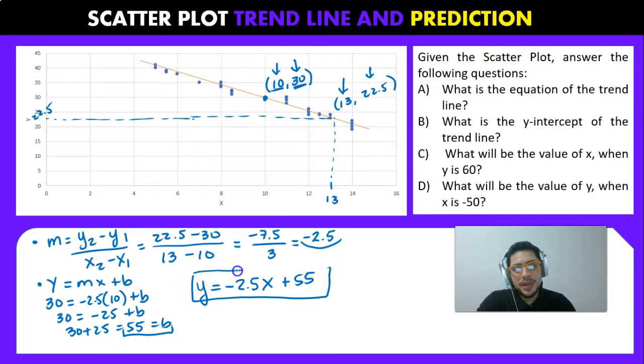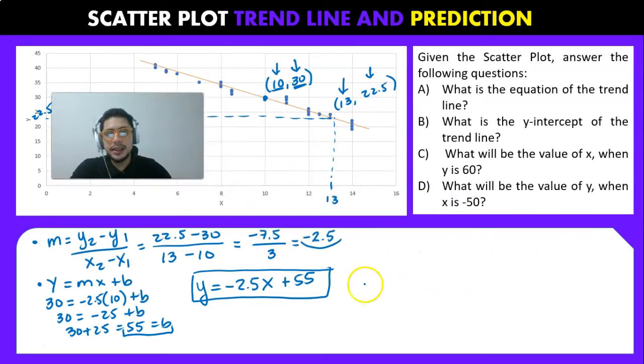Okay, now we have gotten through the first two questions. We have found the equation of the trend line, right? And we have also found the value of the y-intercept.